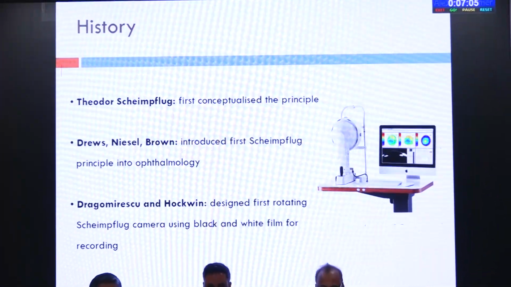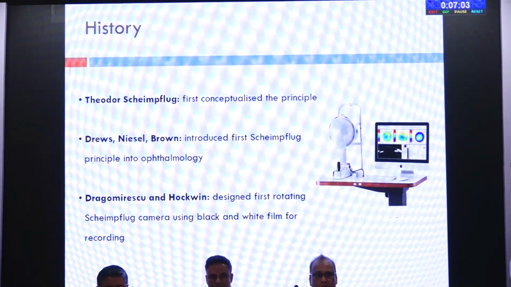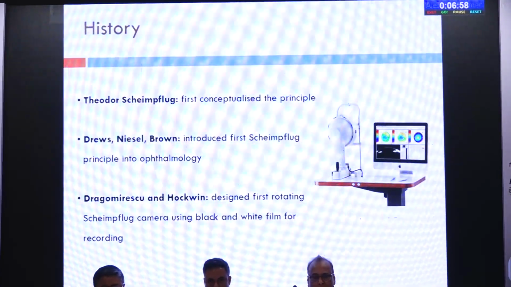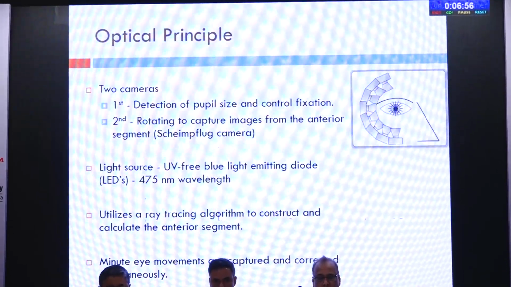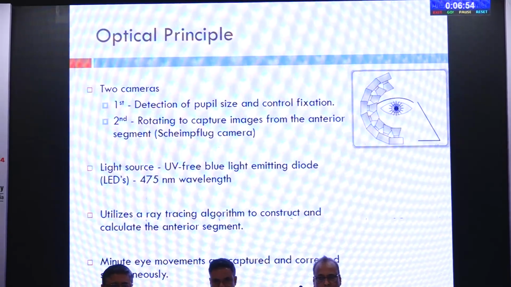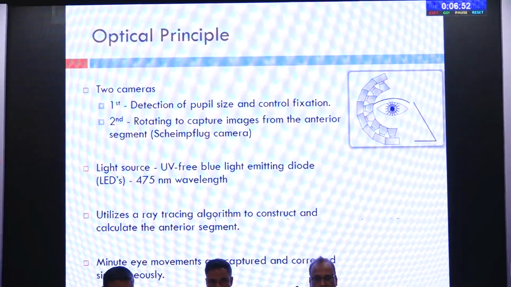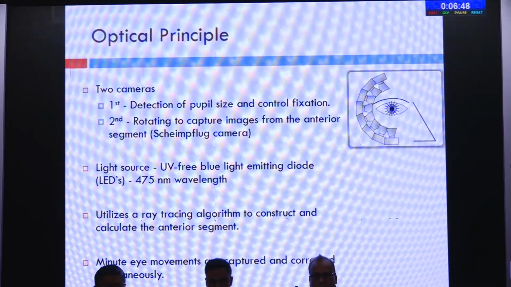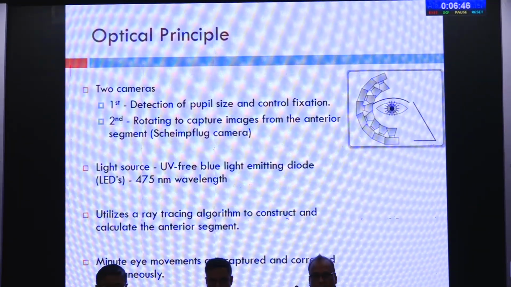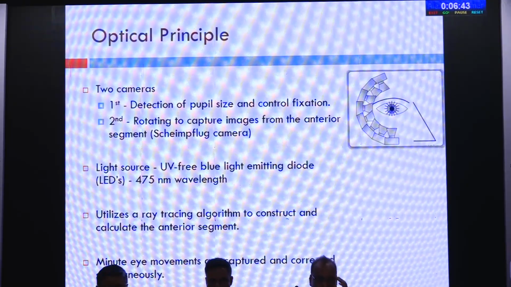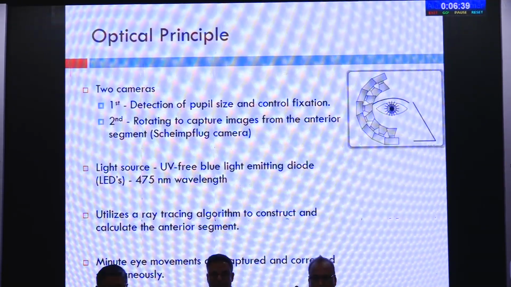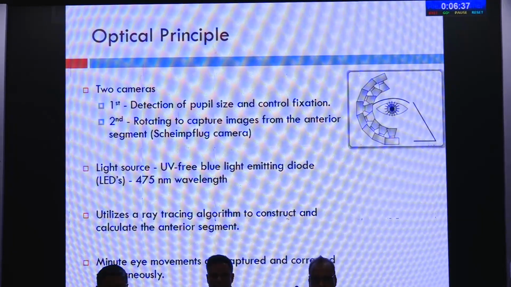So basically, the idea of tomography came with the Scheimpflug imaging, which was first conceptualized by Theodor Scheimpflug himself. The Pentacam has two cameras. One is a central camera which gives you a detection of the pupil size as well as the central fixation of the eye. The second camera is a rotating Scheimpflug camera which captures a 360-degree image of the eye. But the camera rotates only 0 to 180 degrees so that the nasal shadows do not cast a problem in image capture.